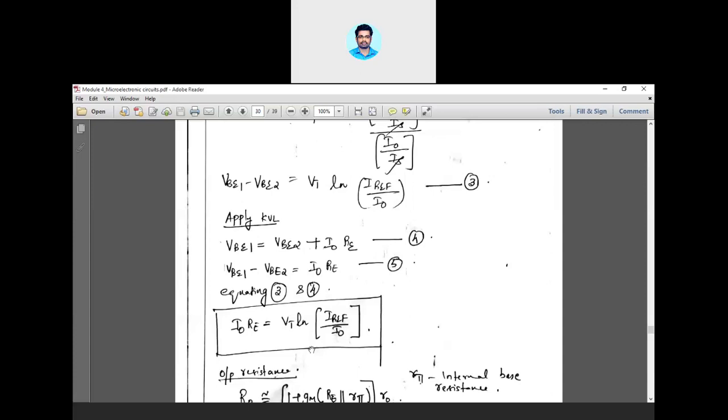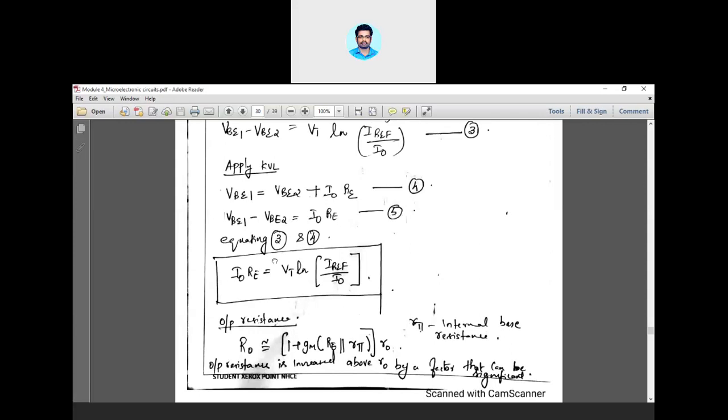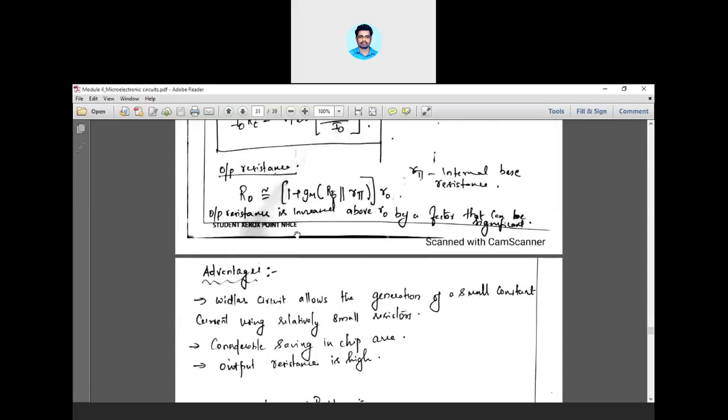So according to that, you can fix the value of RE provided VT is known, because it is a thermal voltage of 25 millivolt. The advantage is that it is providing high output resistance that is exactly matching with the cascode amplifier, with a small constant current using relatively small resistance. Again, the circuit complexity is very less.